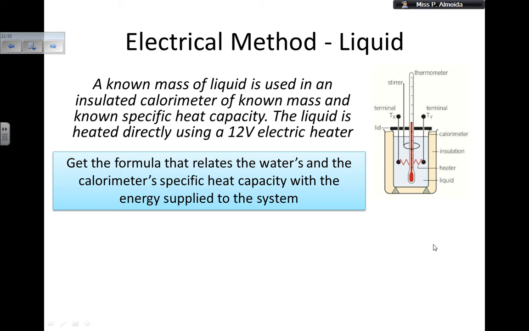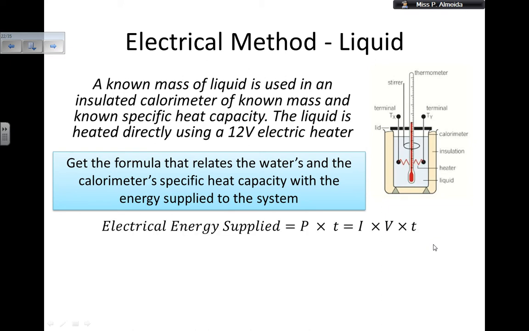Finally, the last method is the electrical method, but using a liquid. It works just the same. I have a known mass of liquid. I'm going to use electricity to heat up this liquid, okay? And I use a 12-volt electrical heater. But remember that now a liquid can flow, so I need to have it in a container, okay? So I'm going to have a calorimeter, which is going to contain my heater, okay? So this is very simple. It's going to be exactly the same way as the electrical method.